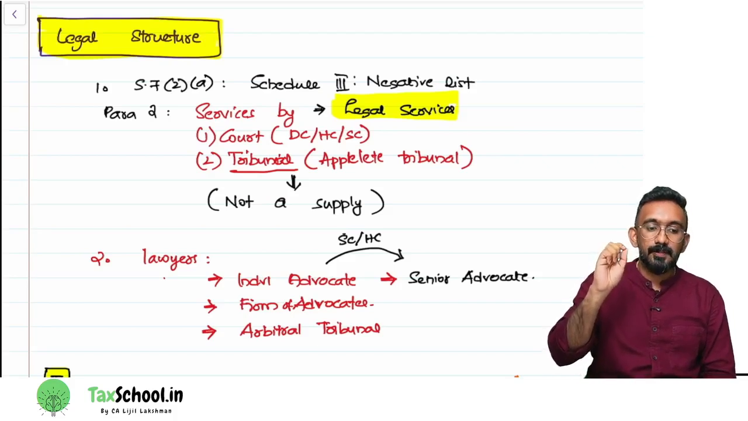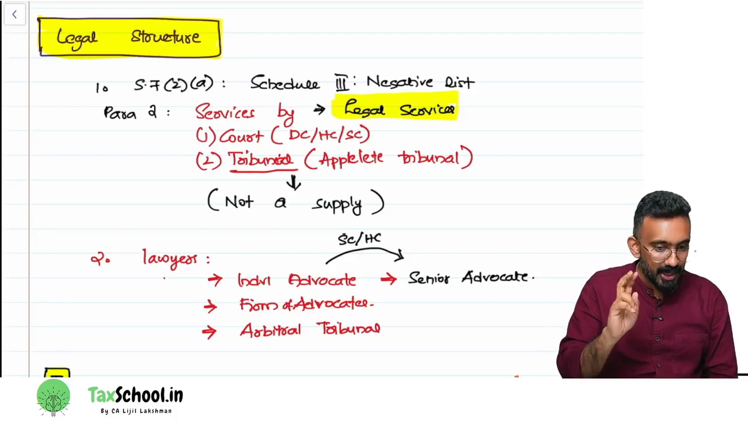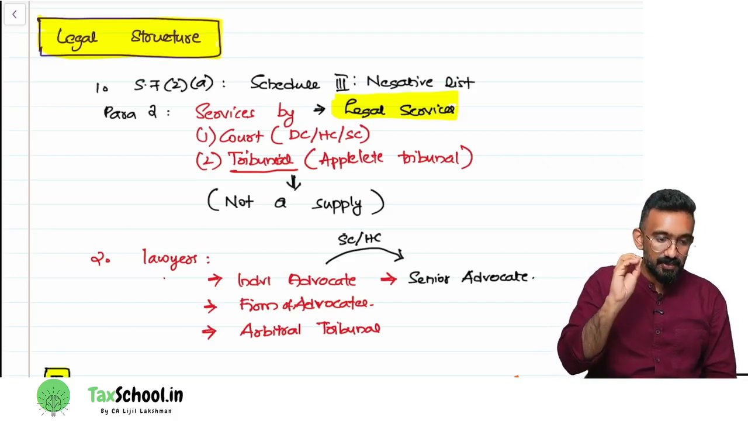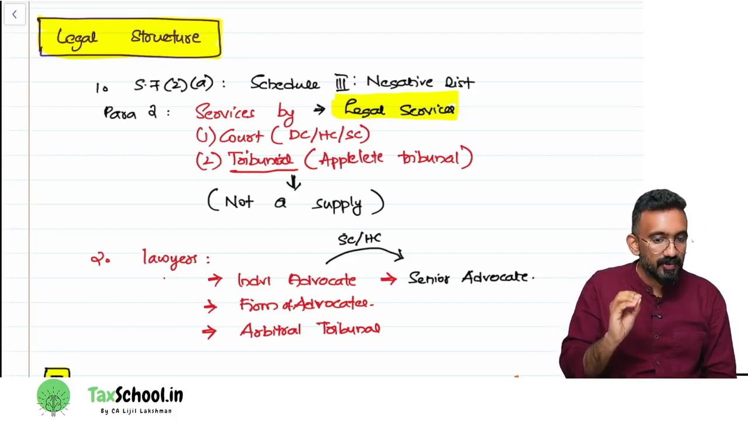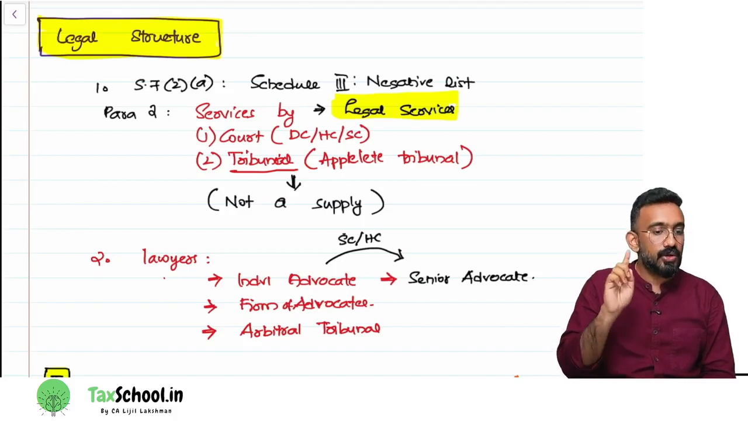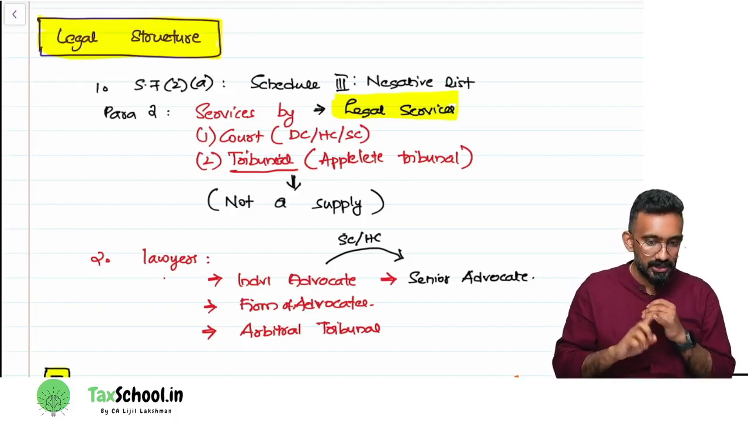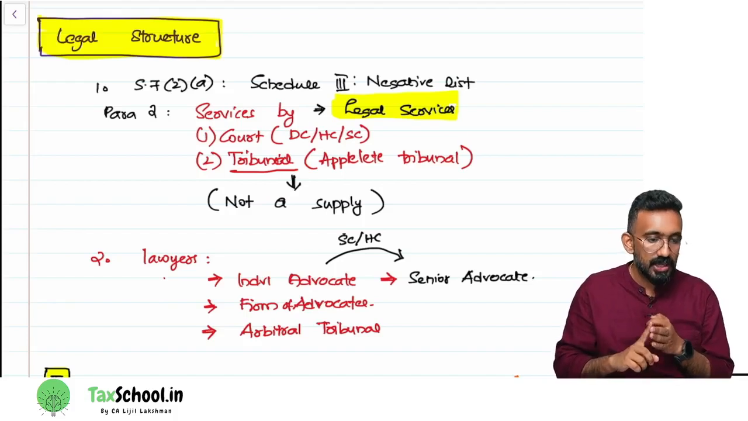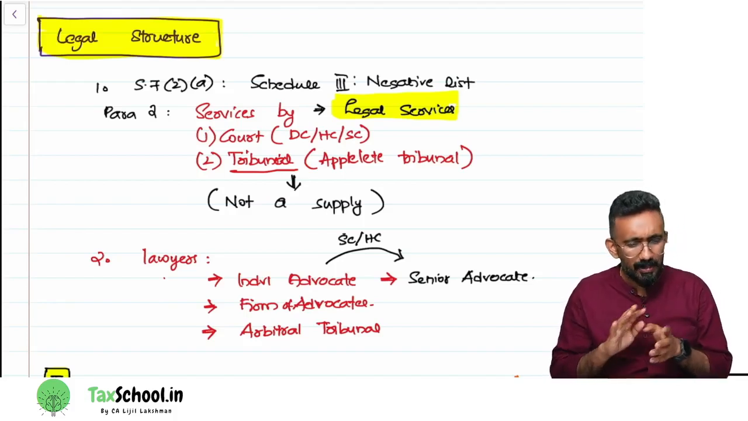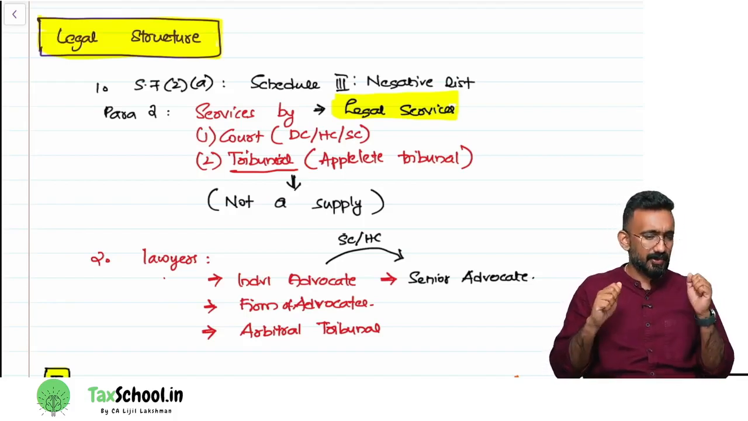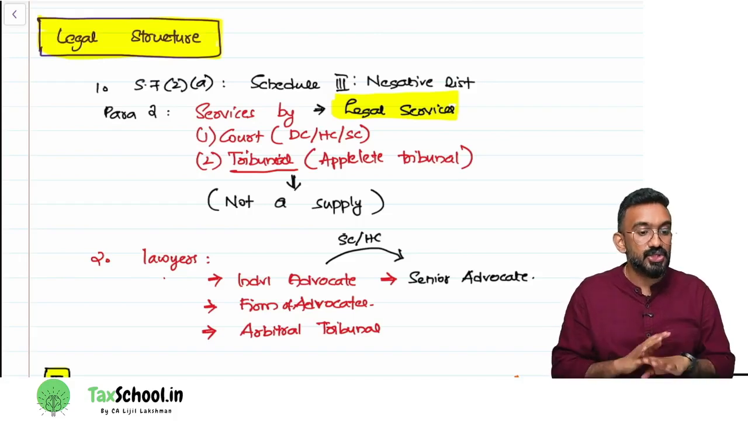In Schedule 3, para 2, there is a provision which says that services provided by a court or tribunal are not a supply. When I say court, it means district court, high court and supreme court. When I say tribunal, it means your appellate tribunal or any tribunal which has the power of the court. When they provide service, it is not a supply.